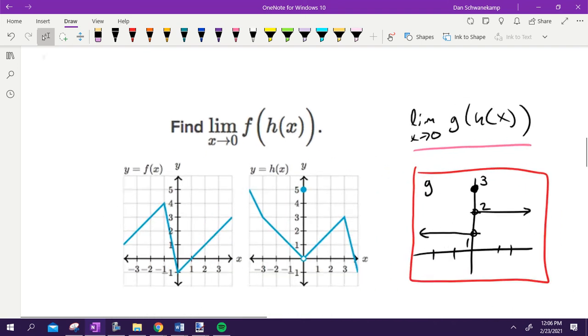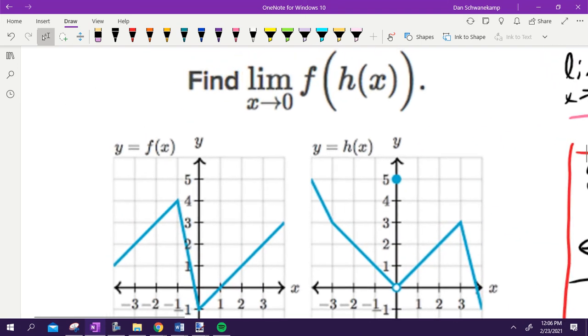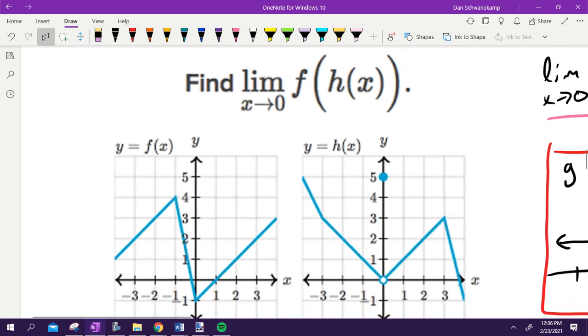Now let's get into the place where we struggle a little bit, but that's okay. That's why we're going to review them here. Okay, try that one right there. Find the limit as x approaches 0 of f of h of x. Don't overthink this first one.